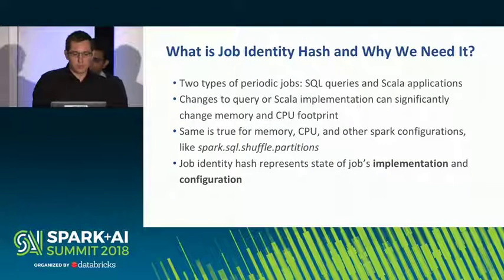Now let me dive a bit deeper into what the job identity hash is and why we really need it. There are 2 types of periodic jobs, SQL queries and some applications. In our case, it's Scala applications. And if you change a query or Scala implementation, it can actually significantly change the memory and CPU footprint. And this is true not only for the implementation. The same is true for configurations of memory and CPU and other Spark configurations, like Spark SQL shuffle partitions, which defines the number of reducers. And so the job identity hash will represent a state of the job's implementation and configuration.